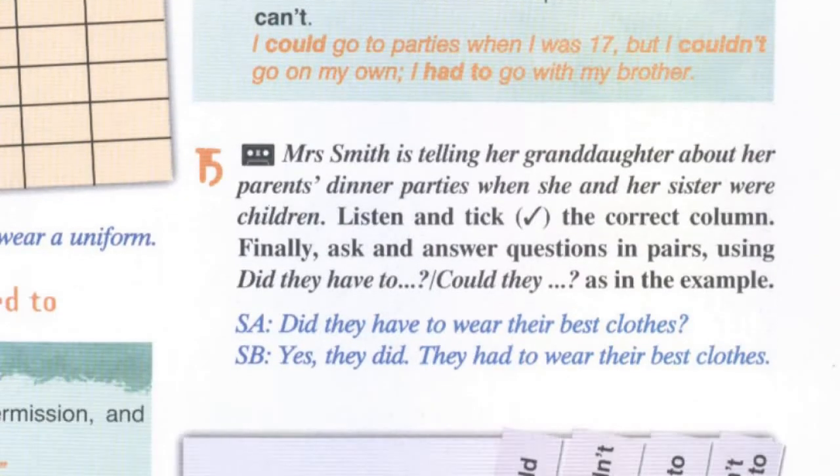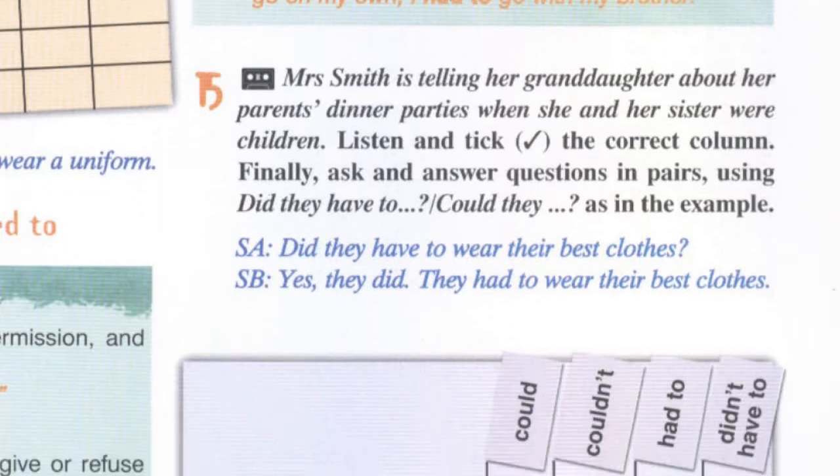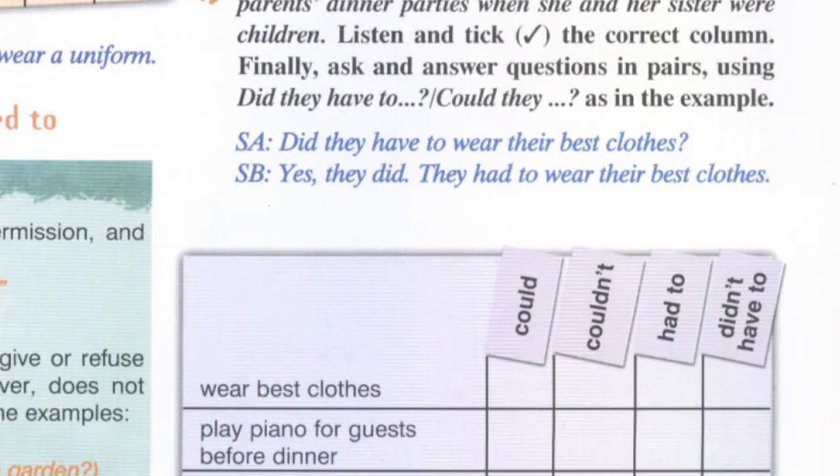Go to exercise number 15. We have got listening here, and Mrs. Smith is telling her granddaughter about her parents' dinner parties when she and her sister were children. Listen and tick the correct column. Okay, the rest ask and answer. I leave it to you to practice.